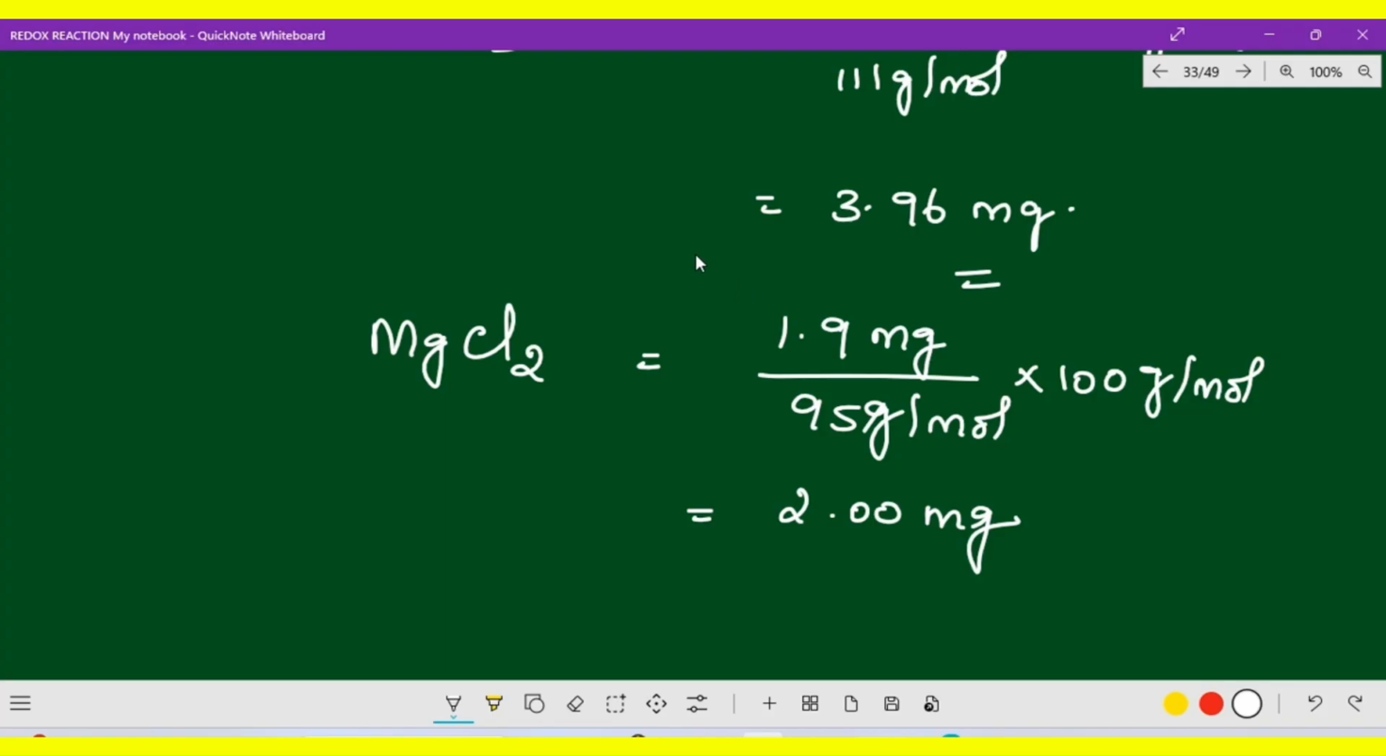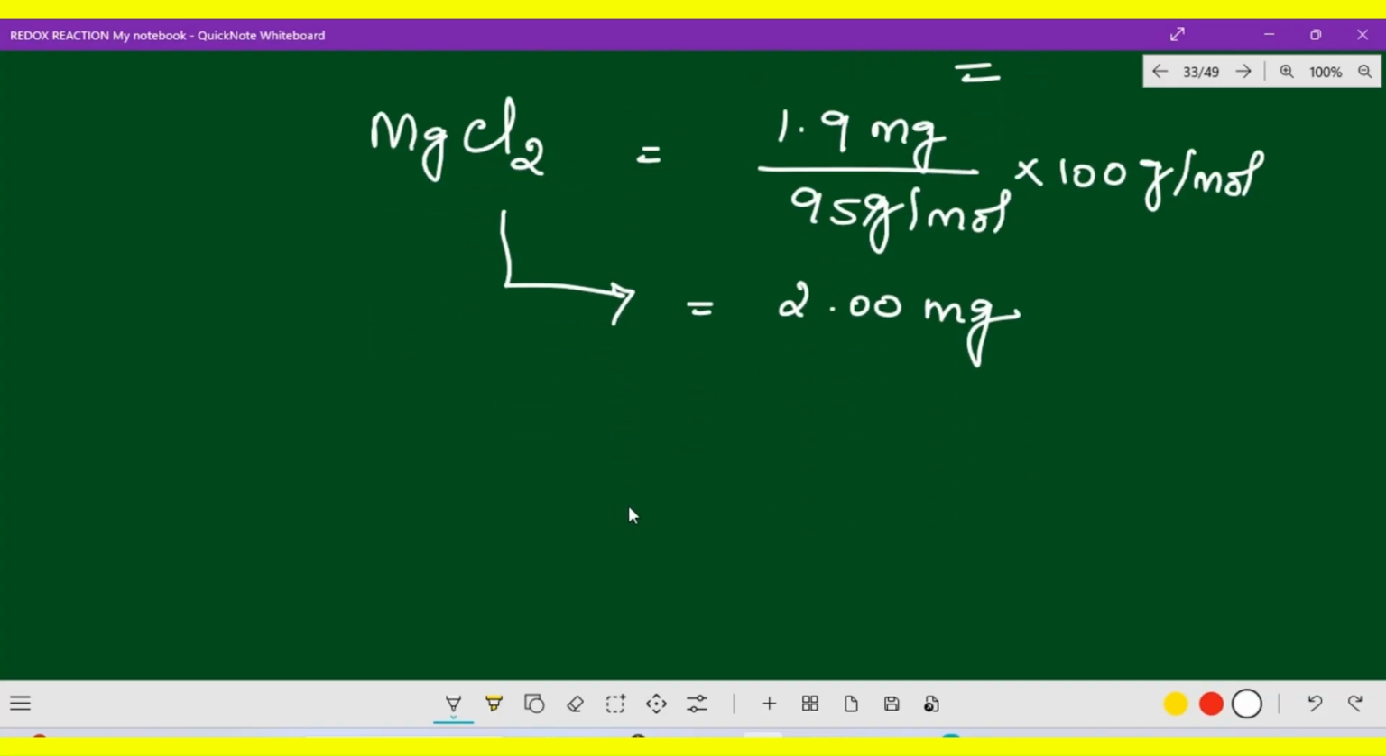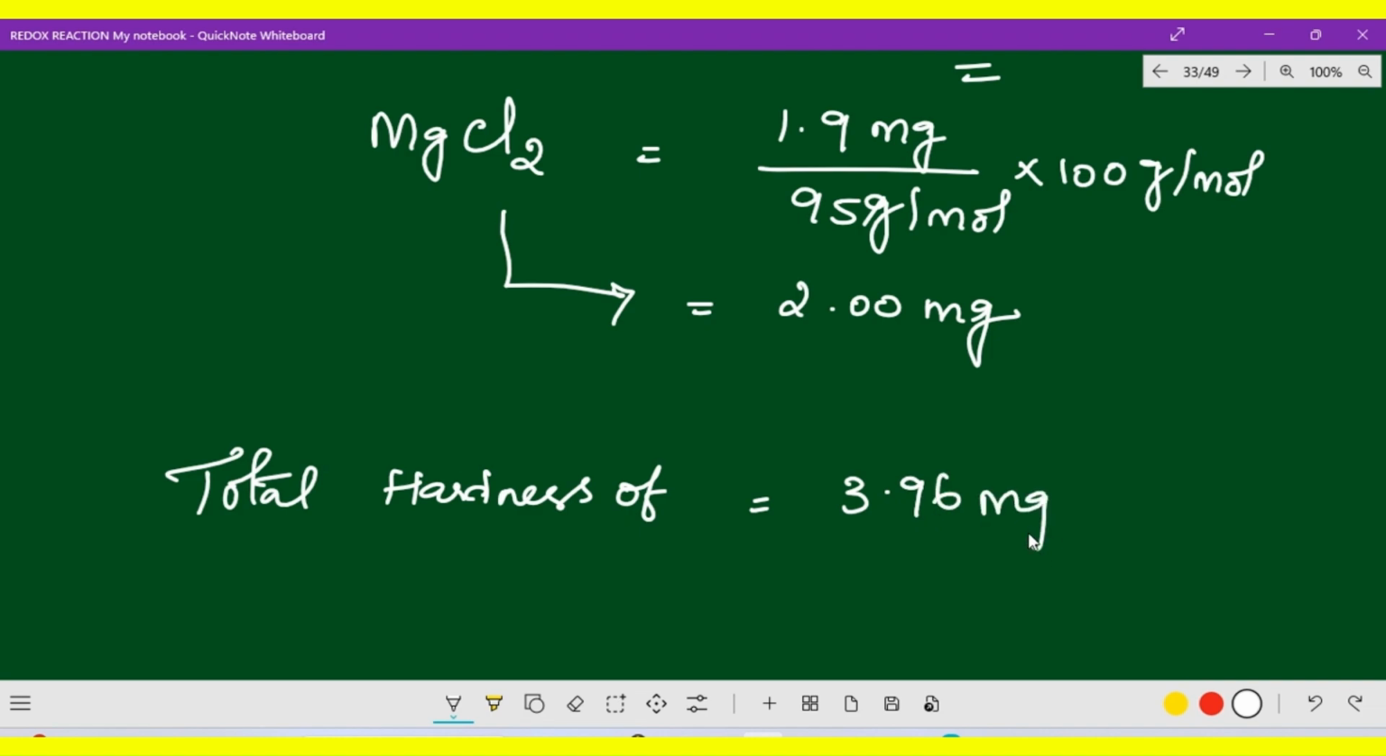We cannot explain each thing, so you should understand all this. This is calcium carbonate from calcium chloride, and this is from magnesium chloride. Now the total hardness of calcium carbonate: 3.96 milligram plus 2.00 milligram, so altogether 5.96 milligram total hardness.